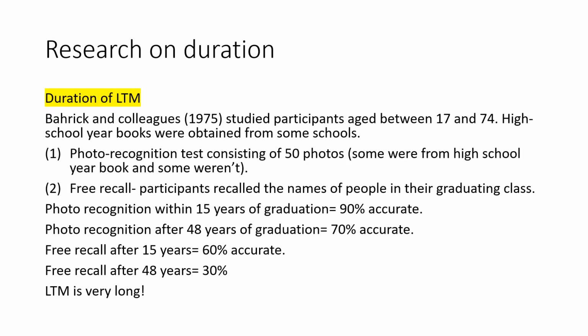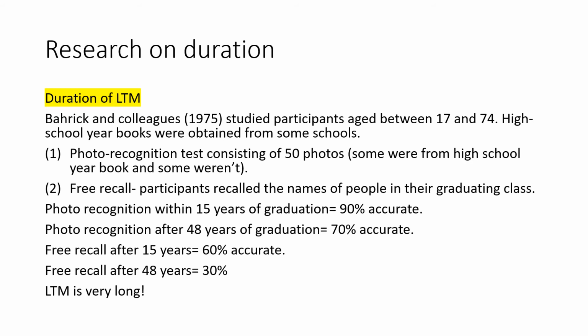So we also have the duration of long-term memory, and this was Bahrick and colleagues in 1975. He studied participants aged between 17 and 74. High school yearbooks were obtained from some schools, and there were two different tasks: either photo recognition or free recall. The photo recognition test consisted of 50 photos, and some were from their high school yearbooks, but some weren't. The free recall was where the participants recalled the names of people in their graduating class.